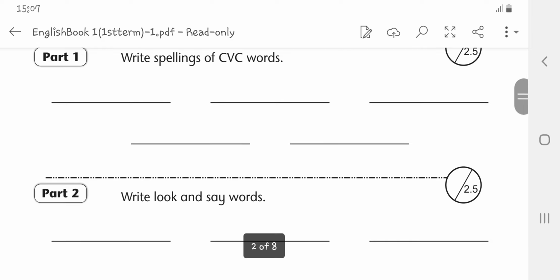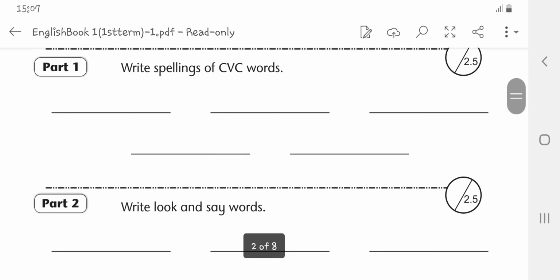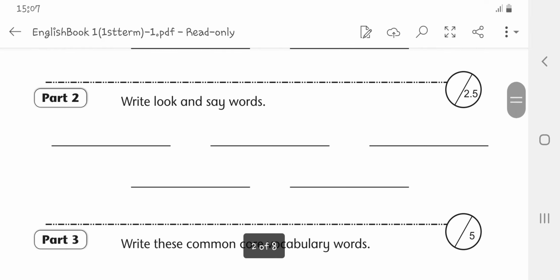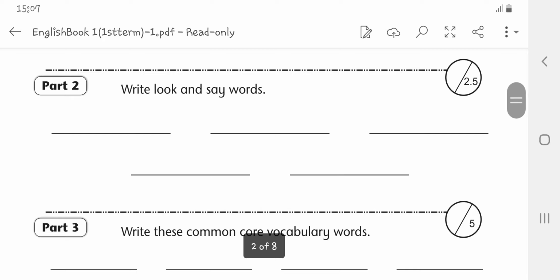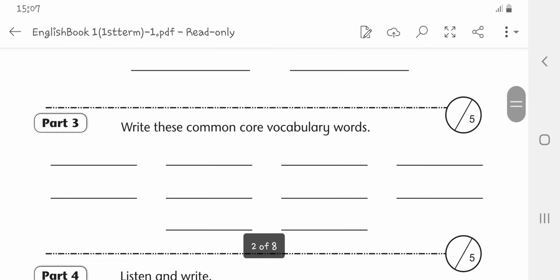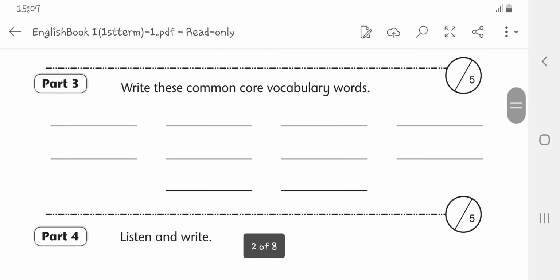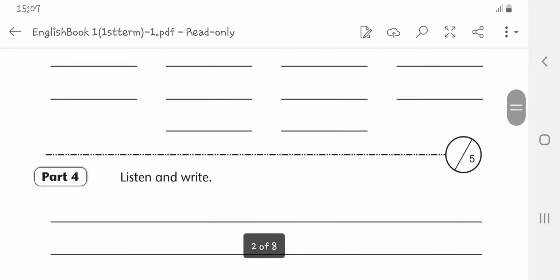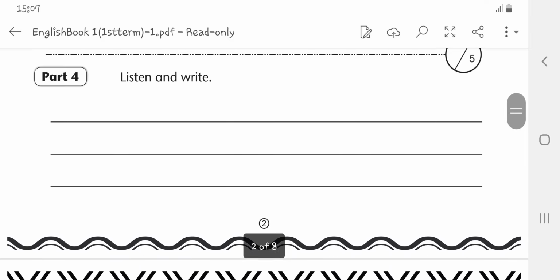So part 1, 5 words comprising CVC, consonant, vowel, consonant. Part 2, 5 look and say words, and there are 2.5 marks for it, so half a mark for every word. Part 3 is common core vocabulary words. Those who are teaching this book know that there are 2 different lists of vocabulary given in every unit. One is extended vocabulary and one is the common core vocabulary. So common core vocabulary words will be used here, and part 4 is writing of sentences.